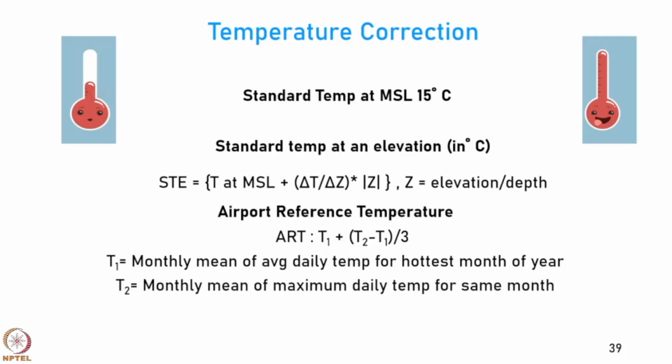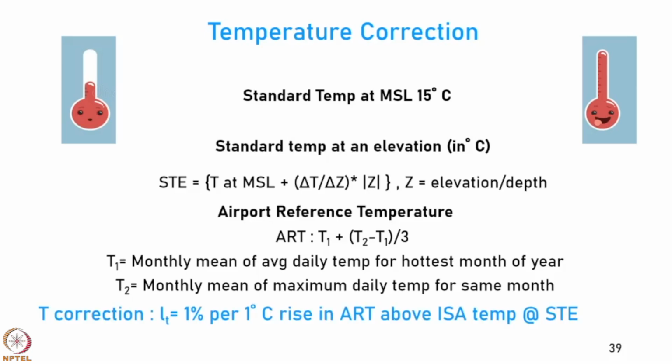And what is T2? T2 is the monthly mean of the maximum daily temperature for the same month. So, during that month there will be some maximum temperature each day. T1 looks at average daily temperature and T2 looks at the maximum daily temperature, and using this formula you get the value of ART.